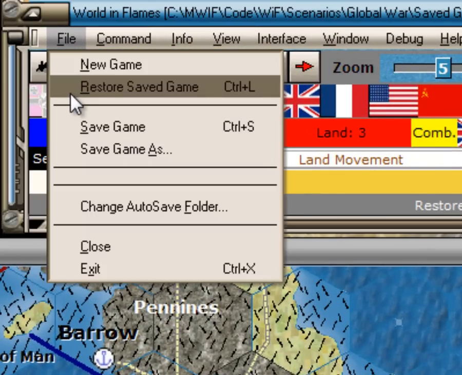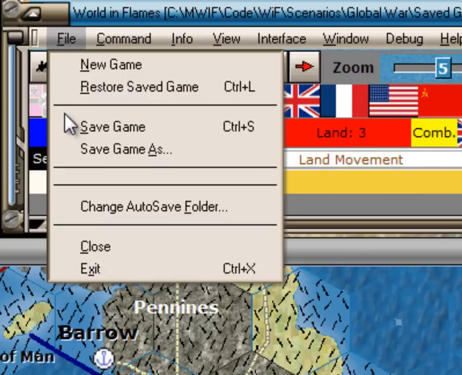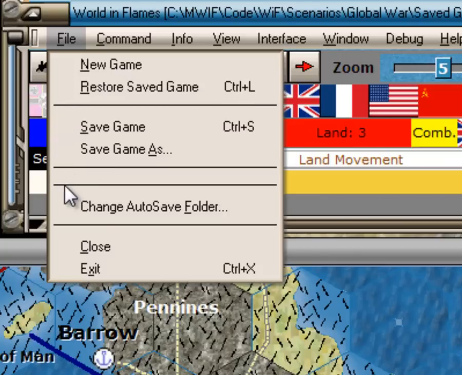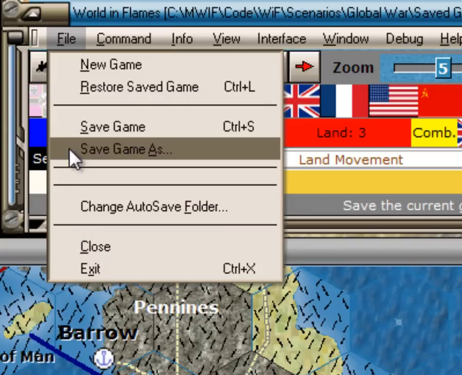Starting with the File drop-down menu, you have fairly common elements here. You can start a new game, restore a saved game, save a game under the current name, save it under a new name, change the autosave folder, close and exit the program.